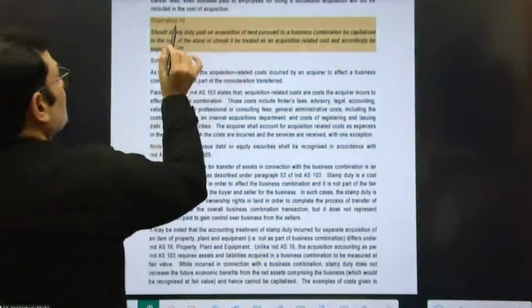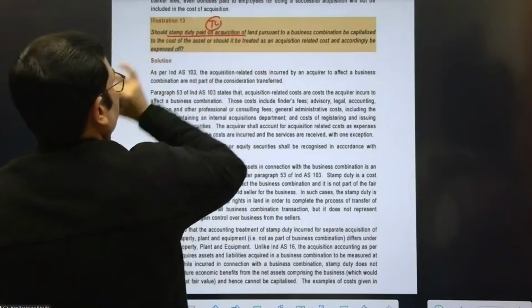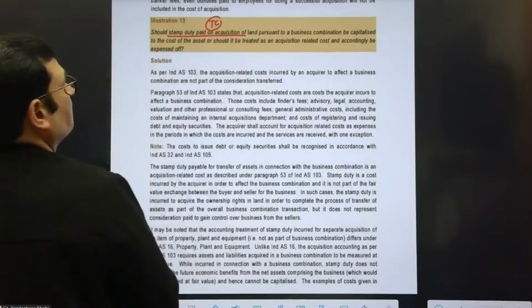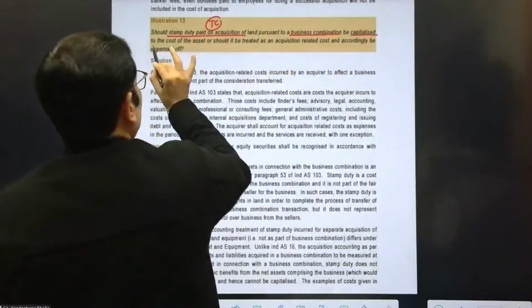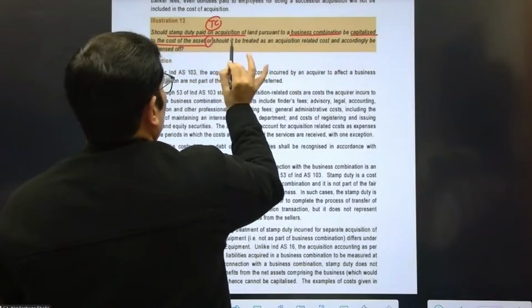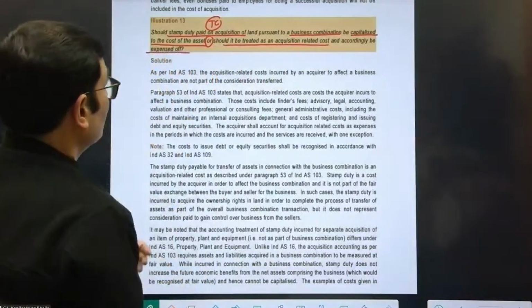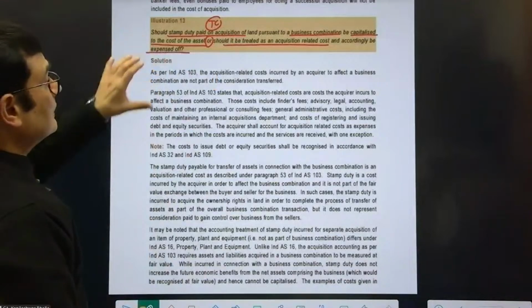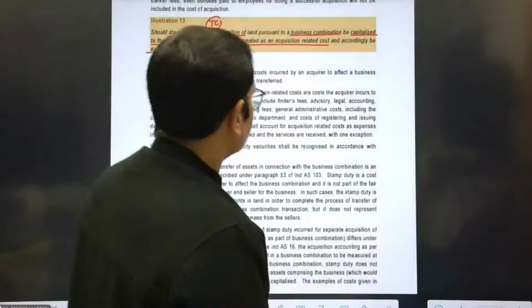Let's have a read. Should a stamp duty paid on acquisition of land, this is transaction cost, pursuant to a business combination be capitalized to the cost of the asset, or should it be treated as an acquisition related cost and accordingly expensed off? So we're looking at the cost incurred on the acquisition of land as a part of the business combination. So we are getting two things in mind. Standalone acquisition or part of the business combination, is the treatment going to be different? Yes.